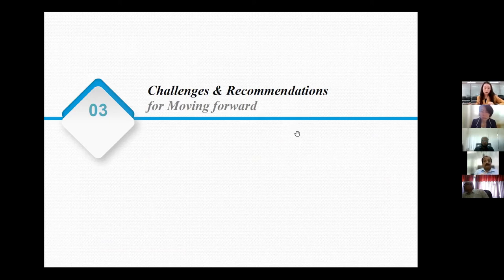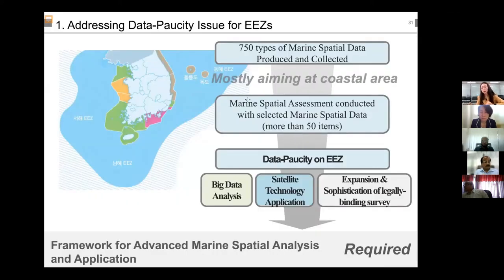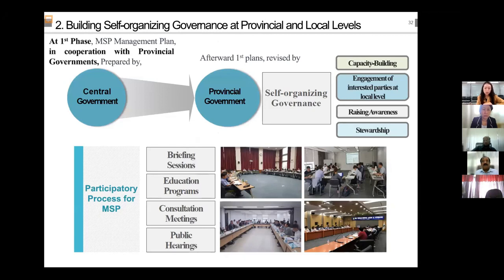Now, I'd like to talk to you about the challenges and recommendations for moving forward. The first challenge that we are faced with is the EEZs. There is not enough information regarding the EEZs. Especially, we have an abundant amount of information regarding coastal waters. However, there is a lack of information regarding the EEZs. When there is a lack of information, how can we decide on the marine use zones? That is the first challenge that we are faced with. And what we are utilizing is big data and also access to satellites so that we can collect more data regarding the exclusive economic zones. This is something that we need to improve upon from now on.